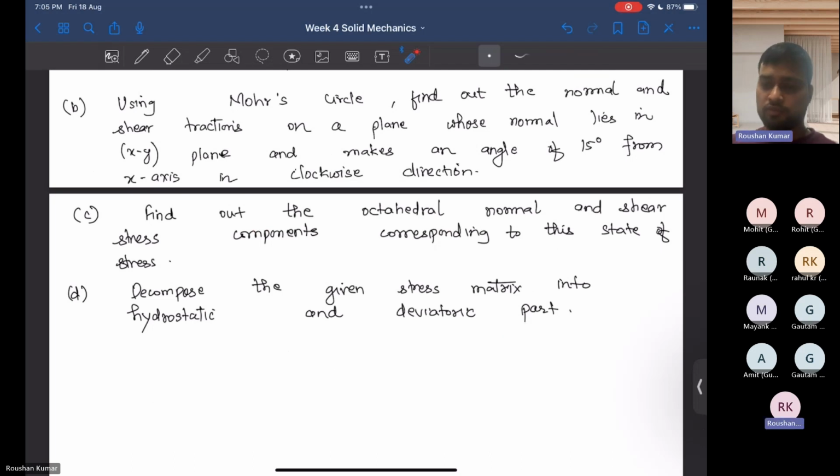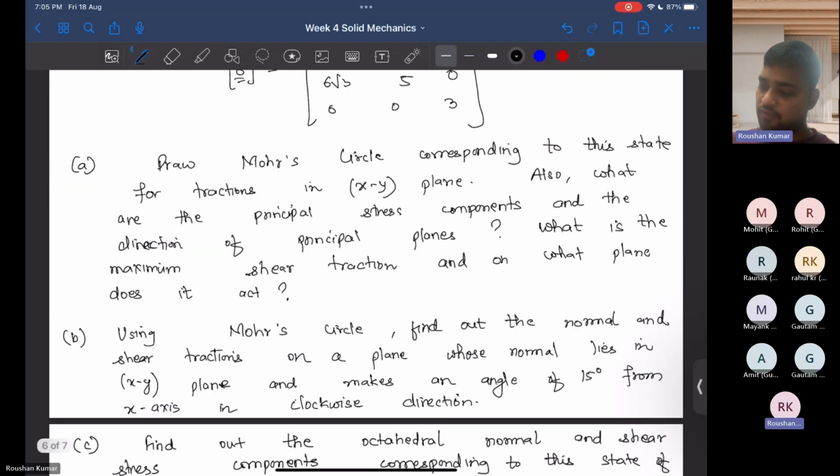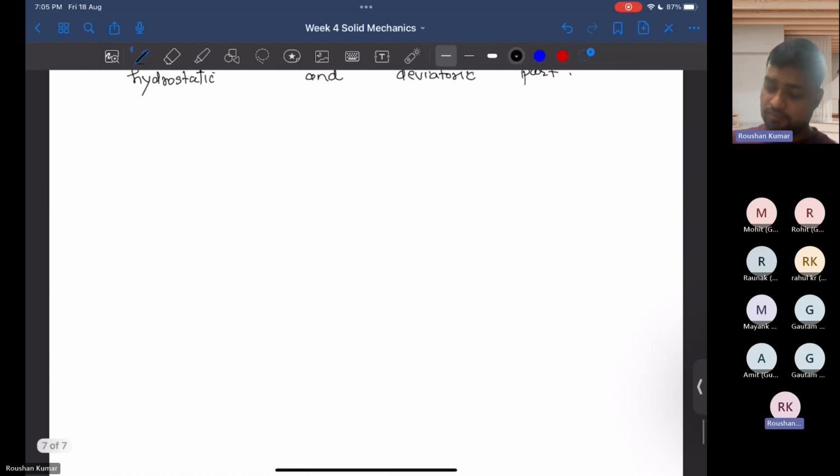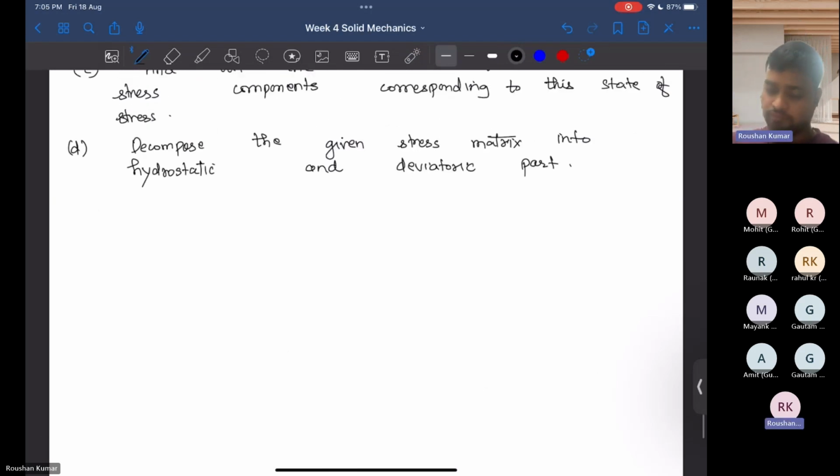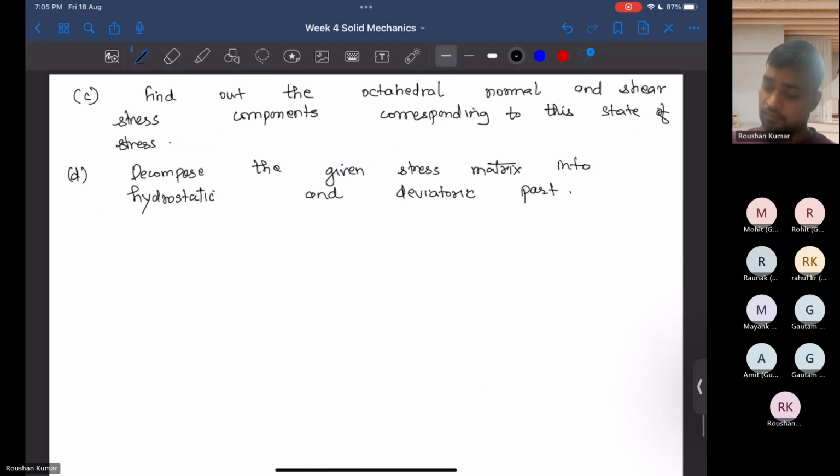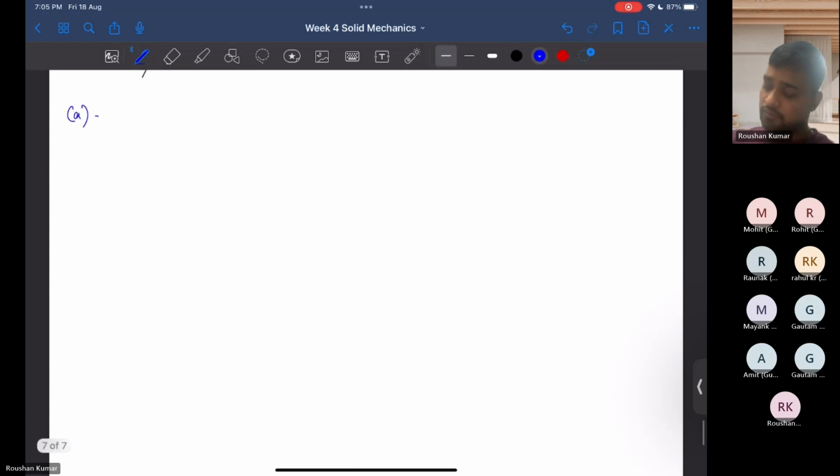So let's begin with the solution. First question is to draw the Mohr circle. So in this question we have to draw the Mohr circle.